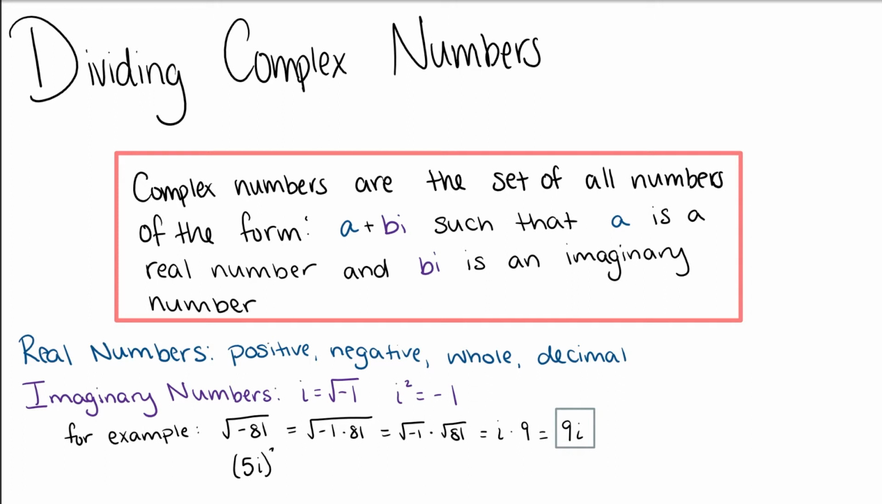Or we have (5i) squared. Well, that squared can go to both the 5 and the i, so we would have 5 squared times i squared, which would be equal to 25i squared. i squared is equal to -1, so this is 25 times -1, or -25.